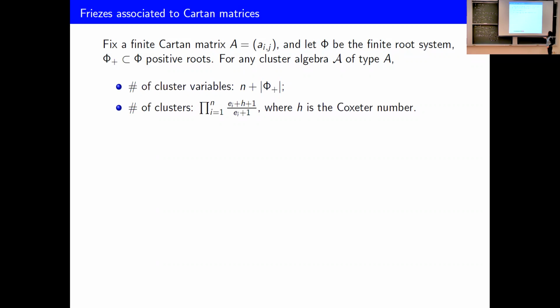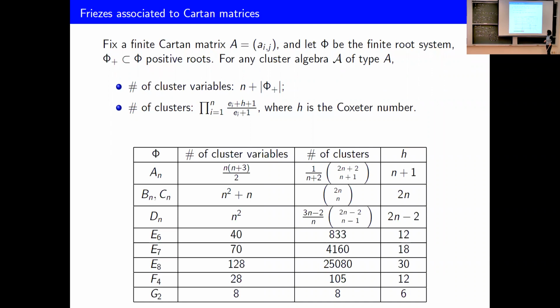And then there's a much bigger number, the number of clusters. It is given by this particular formula, where h is the Coxeter number and these are the exponents, and so on. In the case of A_n, you get a Catalan number. Here is the formula, if you cared, for the number of cluster variables and the number of clusters. So this is all worked out at the beginning of the theory for finite type.